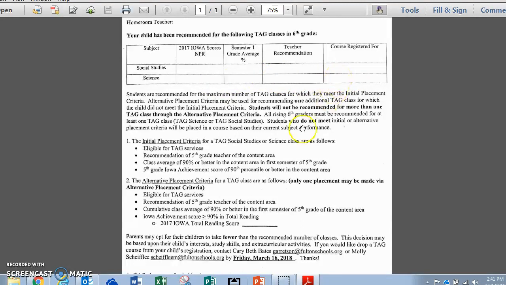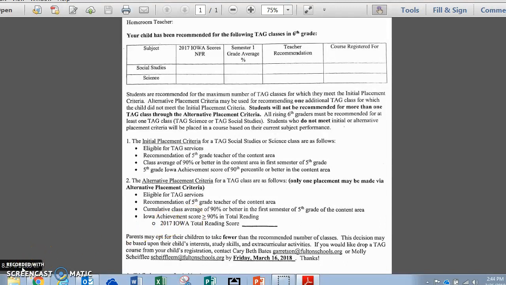You may also notice that your child doesn't meet any of the criteria, usually again because of the Iowa scores. What that would mean is we would still place your child in one TAG class simply because if they are not taking any TAG courses, that effectively means that they are not participating in the TAG program at all. And so we're not going to let, or the county is not going to let your child no longer be eligible for TAG services because of not meeting one of these data points right here.